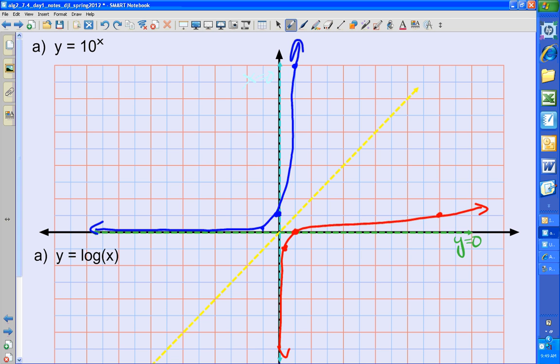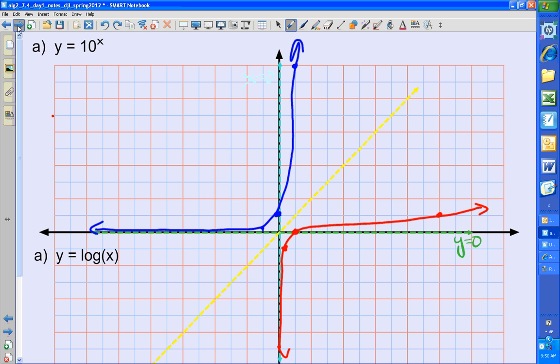Everybody good so far? In y equals 10 to the x, what's the domain? All reals. All exponentials' domains are all reals. What is the range? Y is greater than 0. So if we switch those, what's the domain for the log function, y equals common log of x? X is greater than 0. All you do is switch x and y. So now y is greater than 0 becomes x is greater than 0. And the range for a log function becomes all reals.